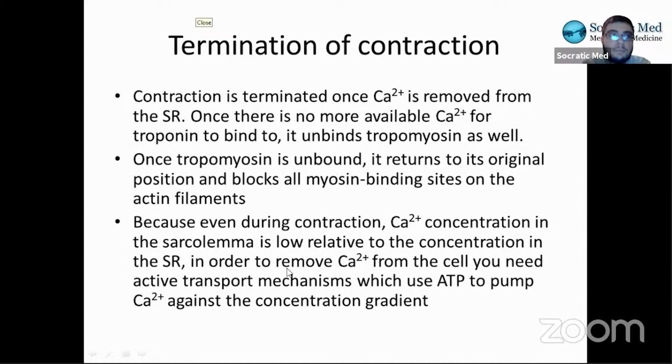Regulation. Most of the regulation is done through calcium. There's obviously a lot more to it, and it's way more in depth, but that's beyond the MCAT. Most direct regulation is done by calcium.